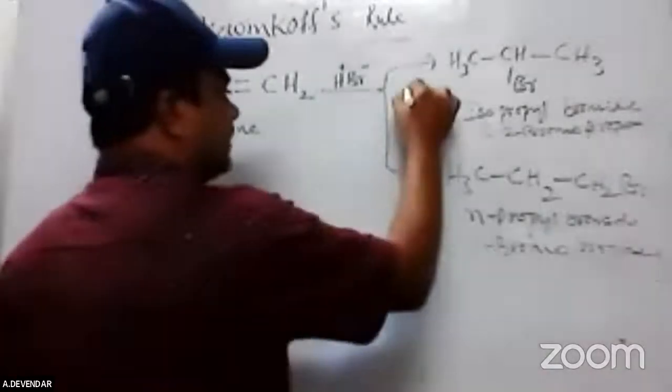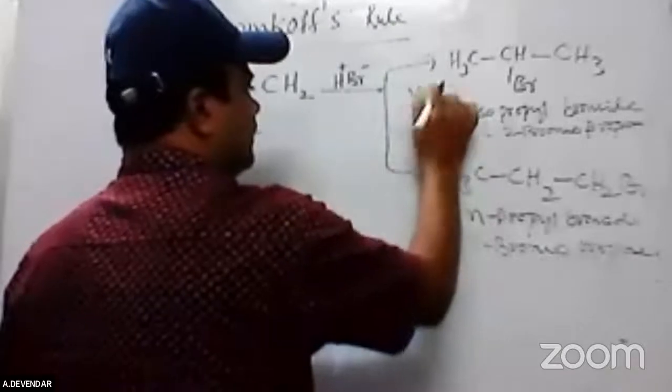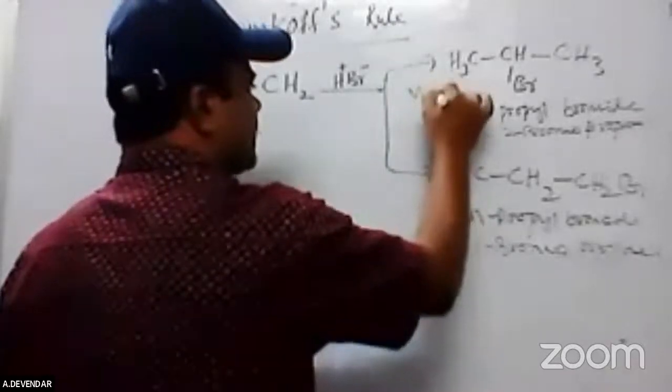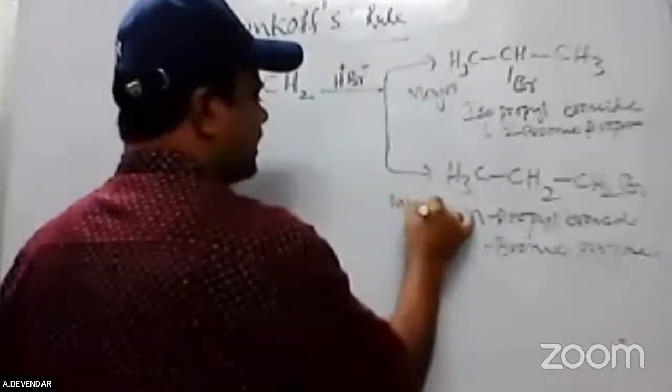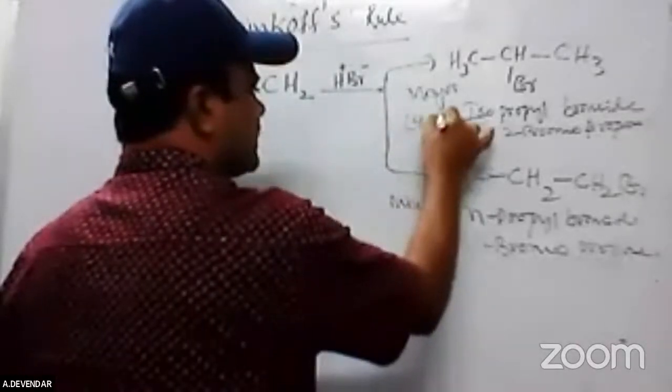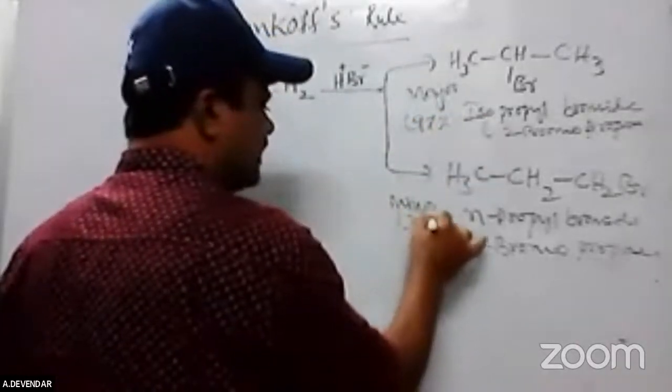So two isomers are possible, but he says that isopropyl bromide is the major compound. This is the major compound and this is the minor compound. 97% of the compound is present as the major, and only 3% of the compound is obtained as the minor.